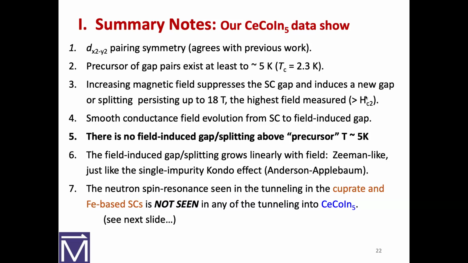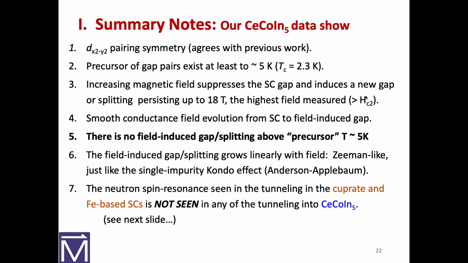Okay. Everybody and her sister agrees on the x squared minus y squared now. There's something that exists up to about twice the TC. We have this increase in the magnetic field that suppresses the gap, and a new splitting occurs well above HC2 that goes linearly with field. The conductance field evolution is smooth. There's no field-induced gap or splitting at the higher temperature.